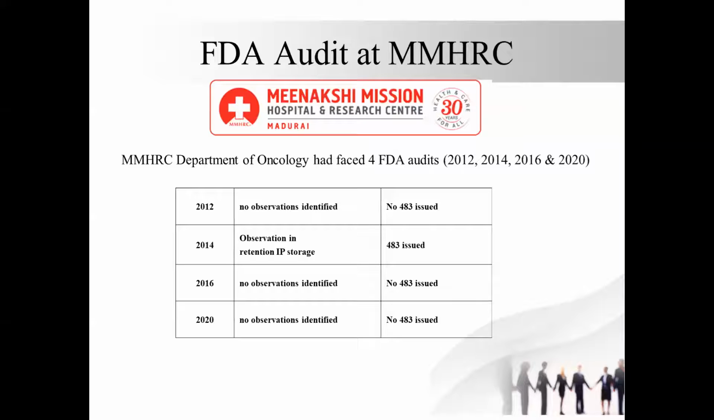This was an observation noted in the retention of the IP storage. It was just then that the DCGI and the FDA had decided that a third party is supposed to take care of the retention samples, and the retention IP storage should not be done at the site. It was about a month or 1.5 months earlier that this regulation had come in place. So when the FDA auditor came, he found the retention IP archived at our own place, and he said that this is not as per the current government norms.